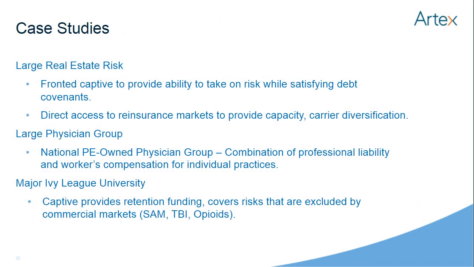So we just wanted to go through a few quick case studies here. We'll give you an example of how we've used captives for our clients. For a large real estate risk, back to my earlier example on contractual requirements, a large real estate risk that really wanted to be able to take on a lot more risk, leverage their own balance sheet to finance their own risk to a significant amount. And so we were able to put in place not just a fronting arrangement to be able to satisfy those debt covenants, but also have direct access to reinsurance markets where they had broader capacity options, and they had multiple carriers that were sitting above them in what we call a quota share. So multiple tens of millions of dollars of coverage above the captive, with each carrier taking 20% of the risk from ground up.